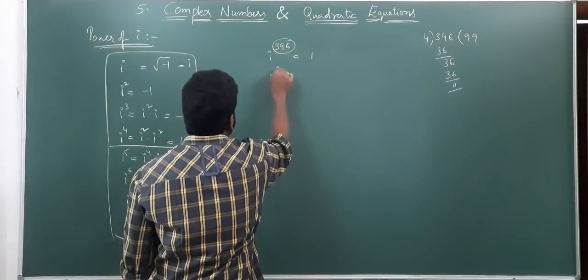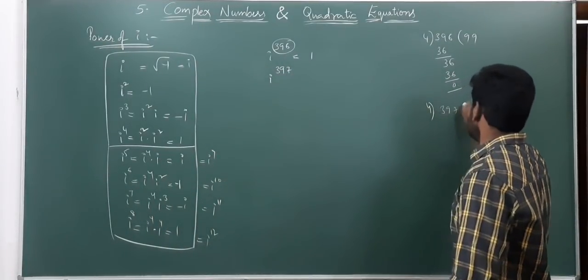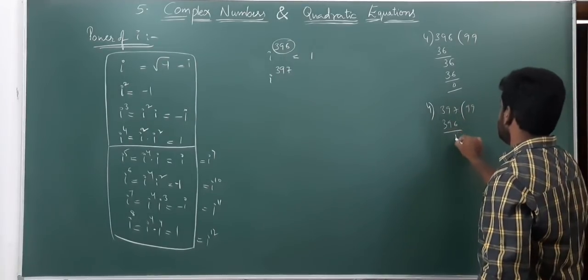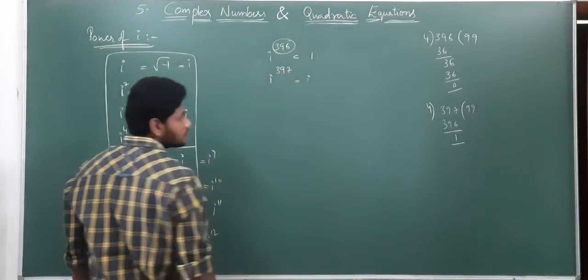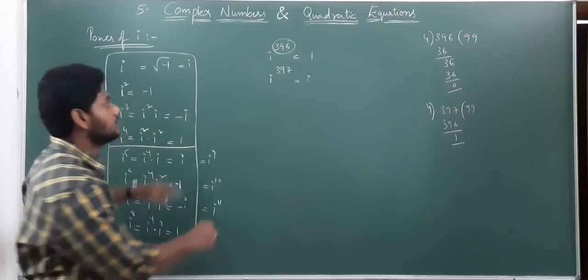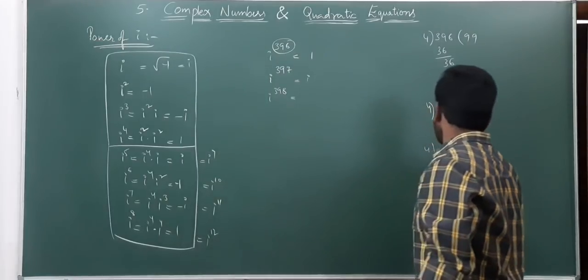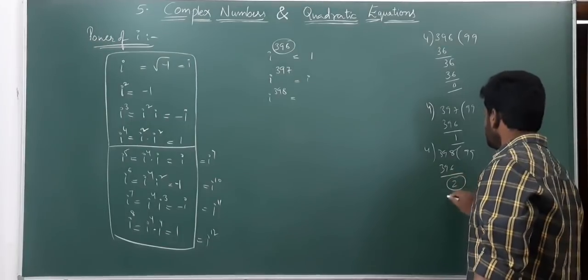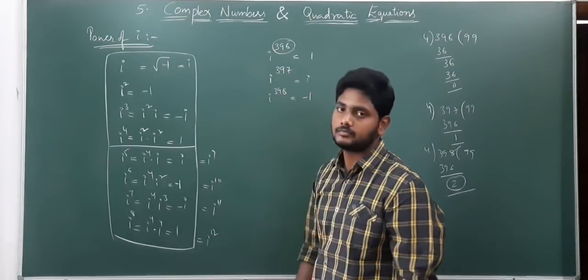If you do I power 397, again you divide with 4. Here we got 4 99s are 396, remainder 1. If remainder is 1, that value is I power 1, which is I. Next, I to the power of 398. Again you divide by 4, 99 times is 396. Here remainder is 2. If remainder is 2, you need to consider that as I square, that value is equal to minus 1. Like that you need to find.